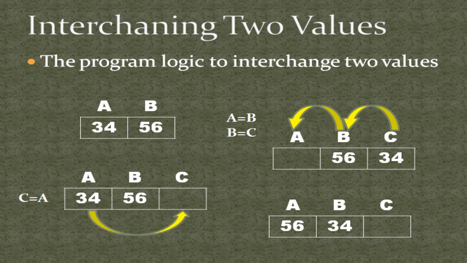Before going to the program, we are going to see the program logic to interchange two values. If you take any program, you should know how to solve it manually. If you know how to solve it manually, then it will be easy for you to write the program yourself. Here you can see two variables which have the values 34 and 56 respectively. Now the values should be interchanged so that A value should be 56 and B value should be 34. So you can see that the output should be like this after execution.